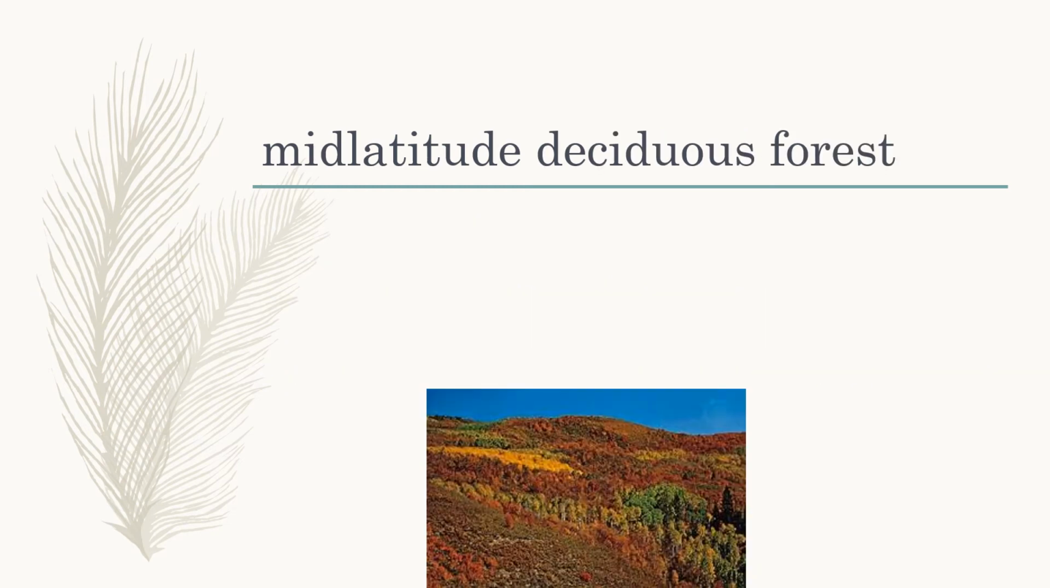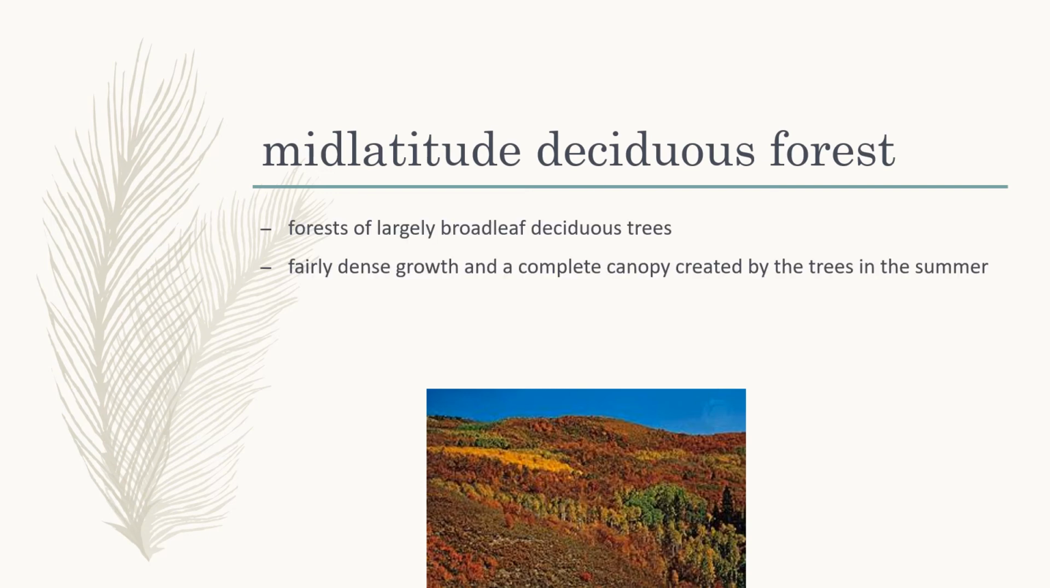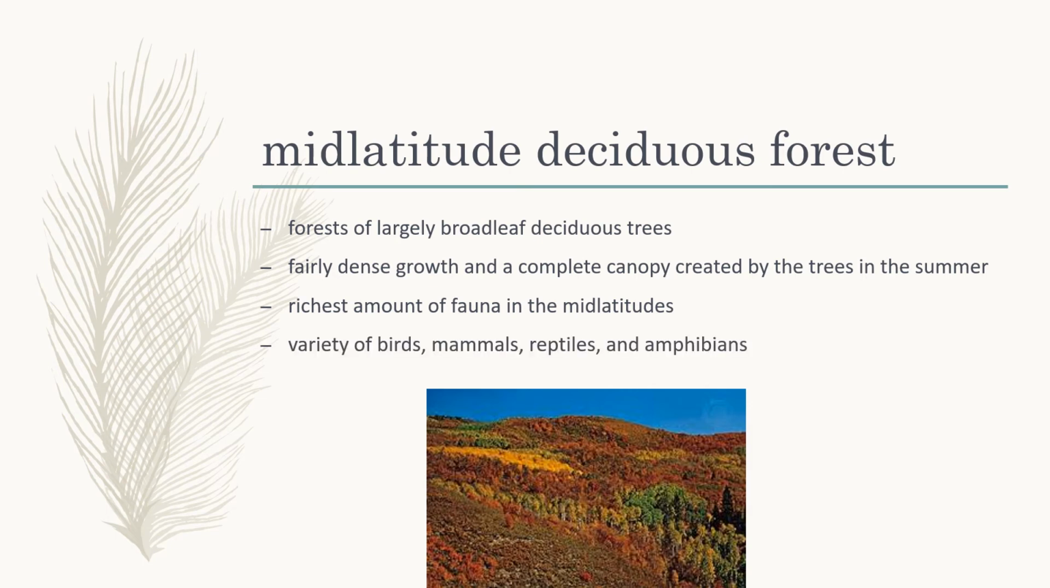Mid-latitude deciduous forests are forests composed mainly of broadleaf deciduous trees. In the summer, these trees form a canopy due to their dense growth, and it dissipates when they lose their leaves in the drier and colder months. These forests hold the most diversity of all the mid-latitude biomes, but not near that of the tropical regions. There are a variety of birds, mammals, amphibians, and reptiles.